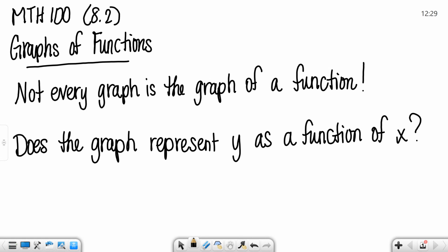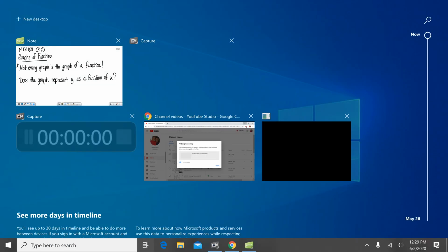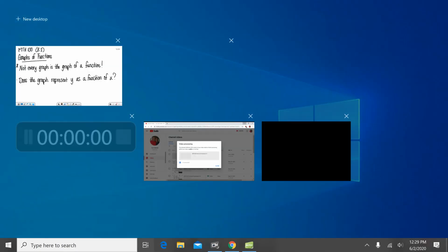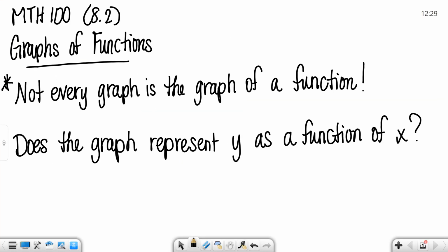Math 100 Lesson 8.2 is about graphs of functions. The first thing I need you to know is that not every graph that we are going to see is the graph of a function. Just because we see something on a graph doesn't mean it represents a function. So we're going to do some problems where I ask that exact question: does the graph represent y as a function of x?